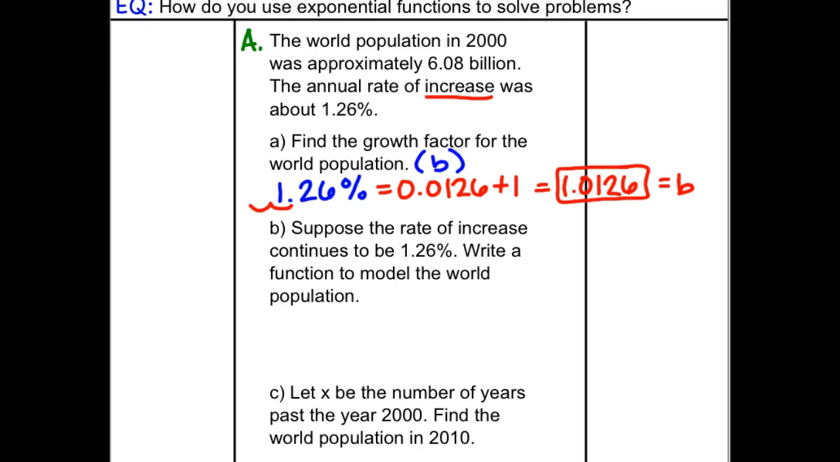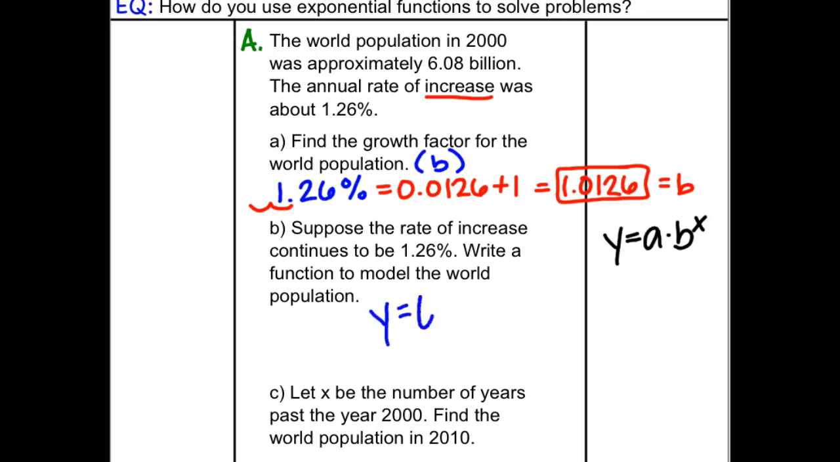So then part B says, suppose that rate is going to continue to be 1.26% every single year. Obviously that's not realistic because we have different rates of growth and birth and death and all that fun stuff. So we want to write a function to model the world population. Remember that that function is y equals a times b to the x, where x is your time in years, a is your starting value, y is your final value, and b is your rate of change. So y will always be y.